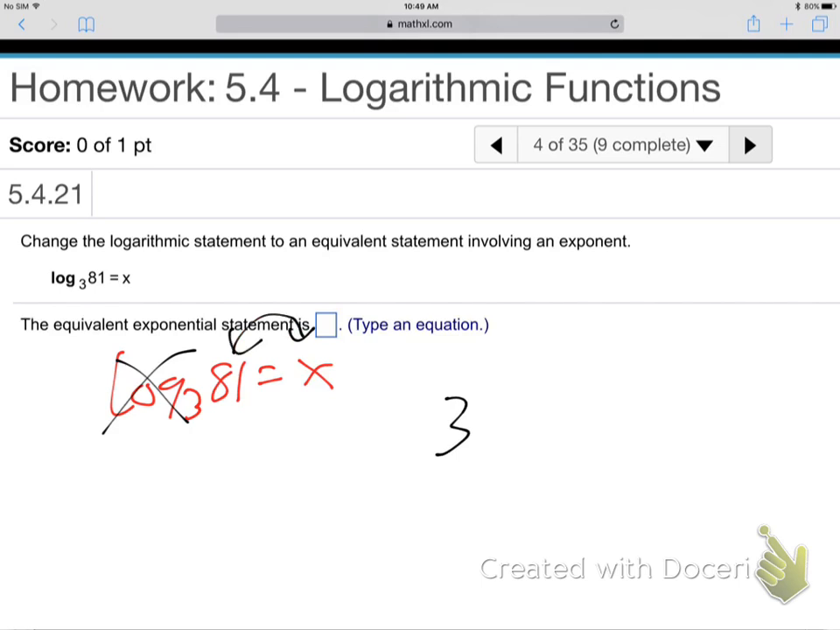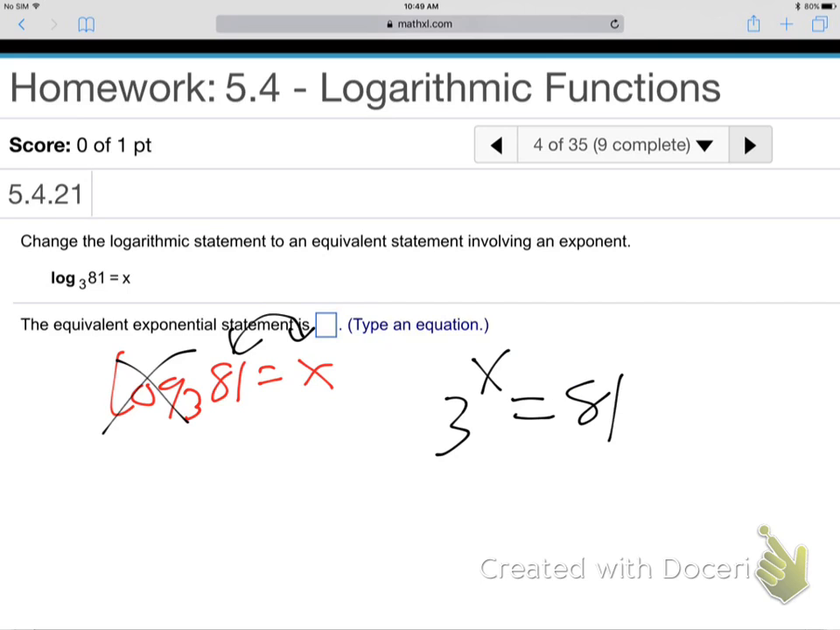Instead of 3 to the 81, it's made to look like powers. That's why logs have numbers lower down. They're reminding you, hey, I'm like a power thing. Really, they're inverse power things, which we'll see tons of on Thursday. Logs are inverse exponentials. That's what they are. We're going to graph them both and see them on graphs. But anyway, it's made to look like powers to make you think of powers. Instead of 3 to the 81, it's 3 to the x, and the 81 goes over there.